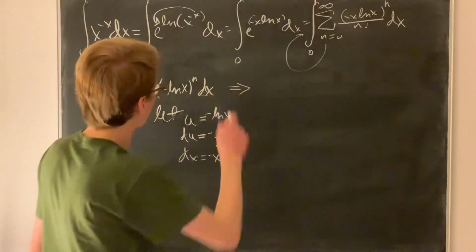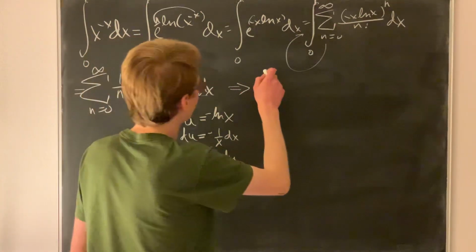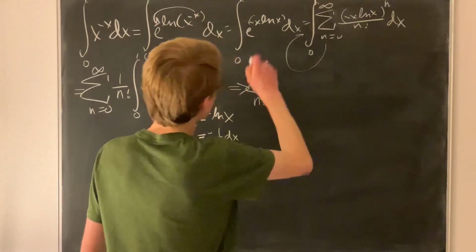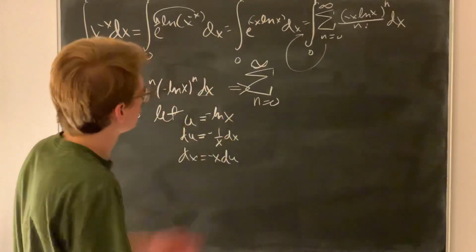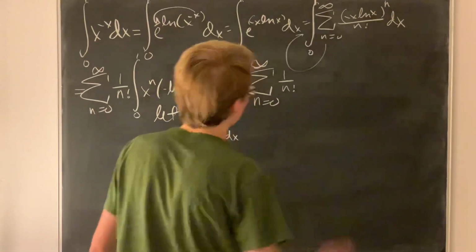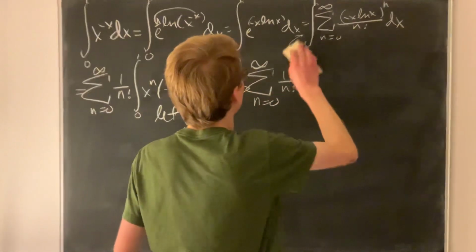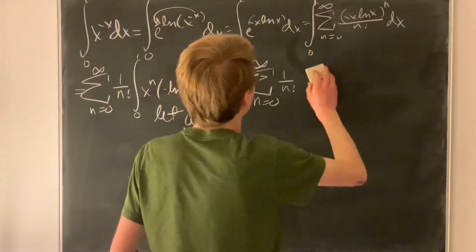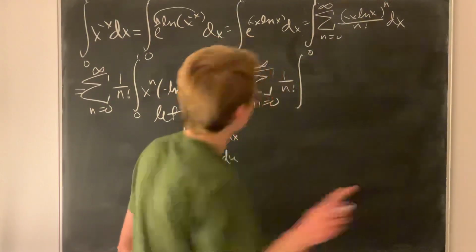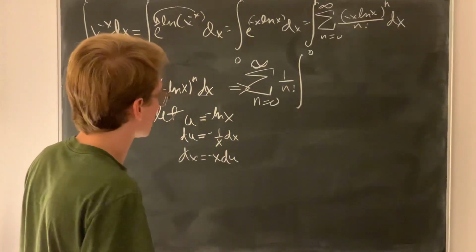Now we can start plugging some things in for our substitution. Obviously, out front we still have our same good old summation from n equals 0 to n equals infinity of this constant 1 over n factorial. I'm just going to erase this little thing to give us some more room. We have then the integral. Now we have changed our bounds of integration. We've said u is the negative natural log of x.